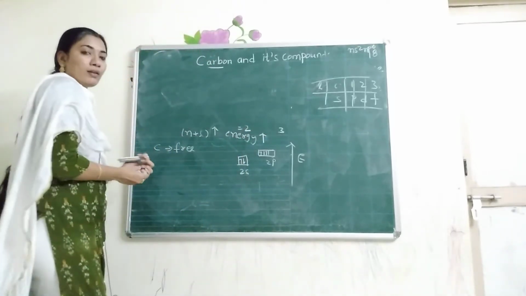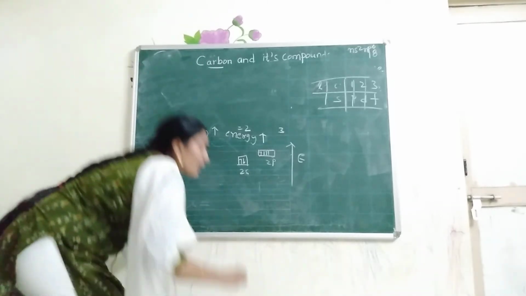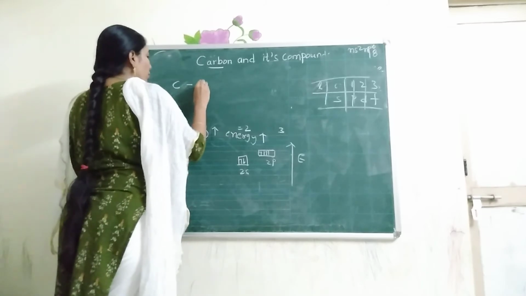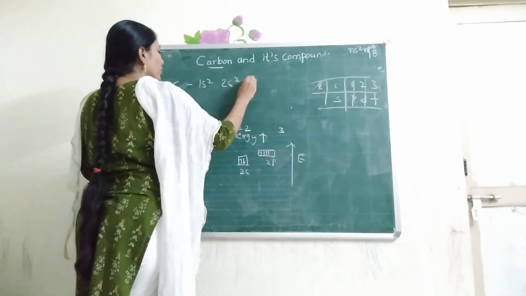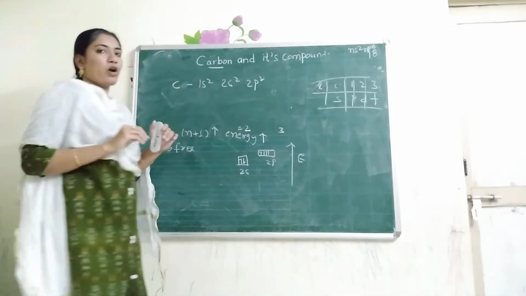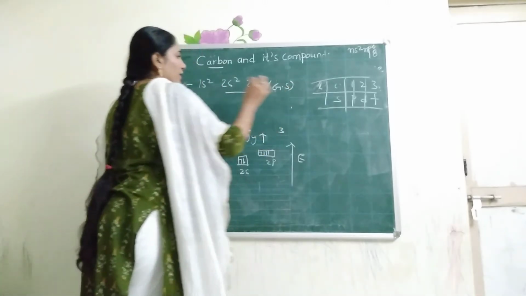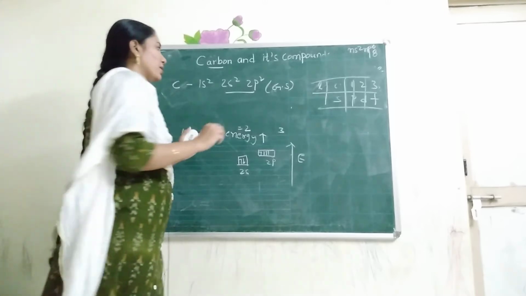Whenever the carbon is in the free state, what is its electronic configuration? 1s2, 2s2, 2p2. Whenever the carbon is free, then it is in which state? Ground state. This is called the ground state.